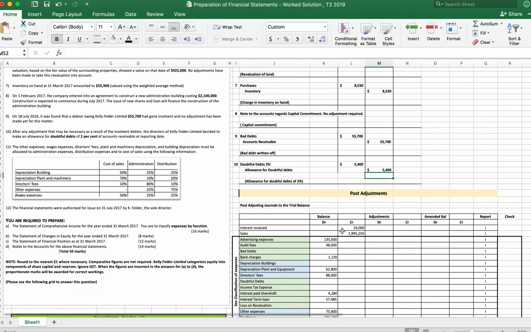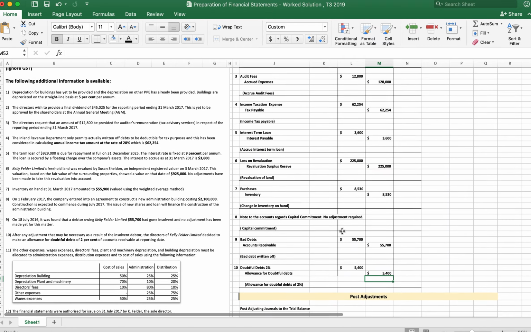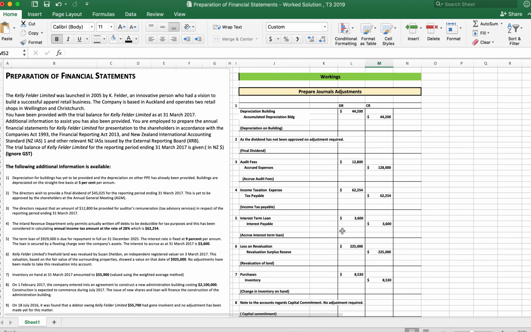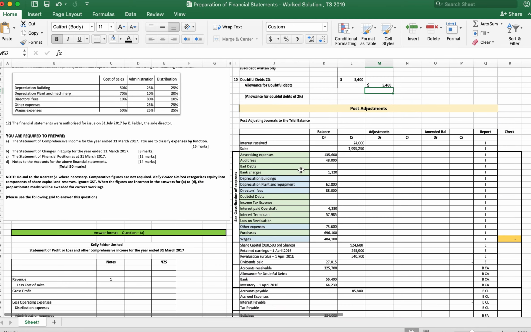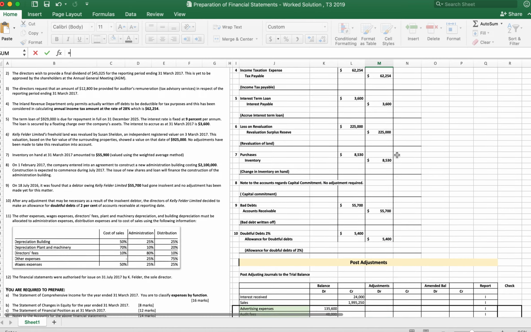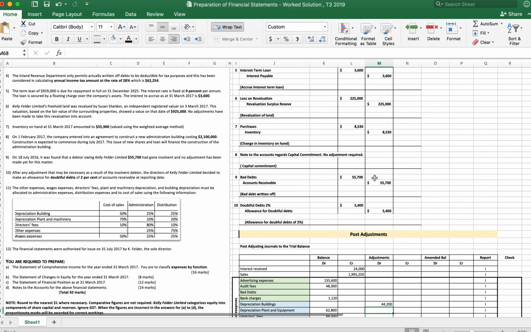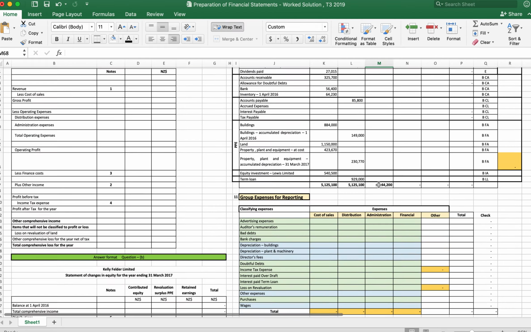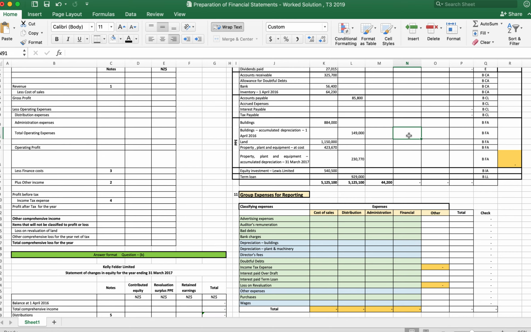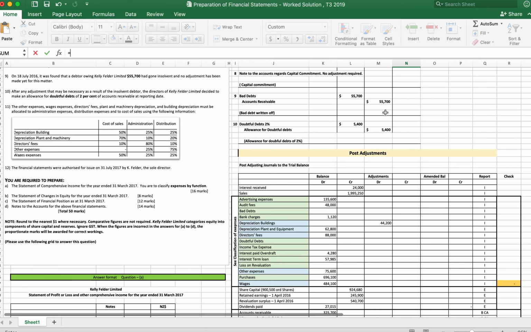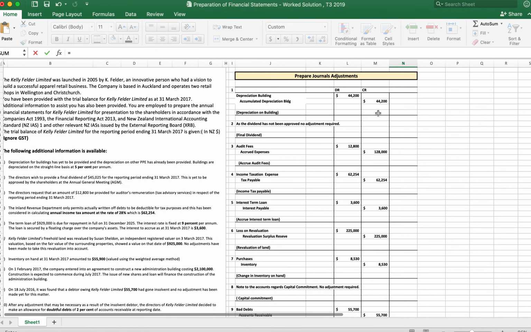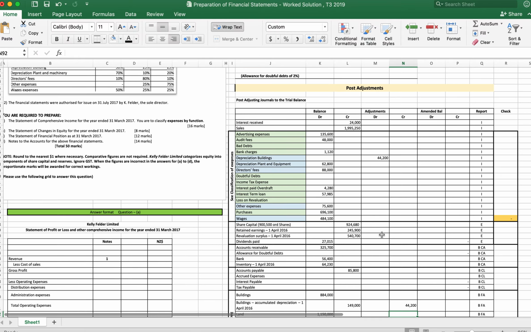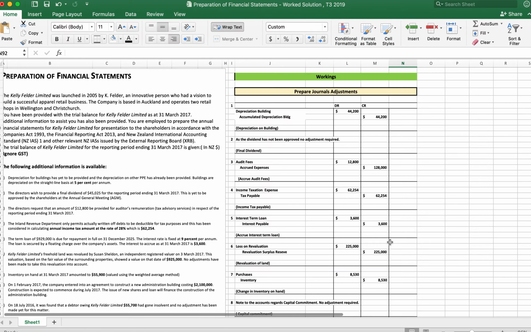Okay, we've done all that, now we can post these journals, right, so the first journal is depreciation on building. Here it is, depreciation on building is that amount, okay, and accumulated depreciation on building is that amount, okay.